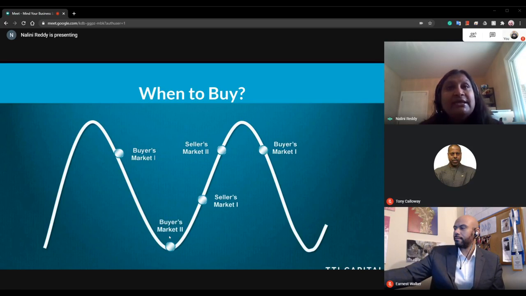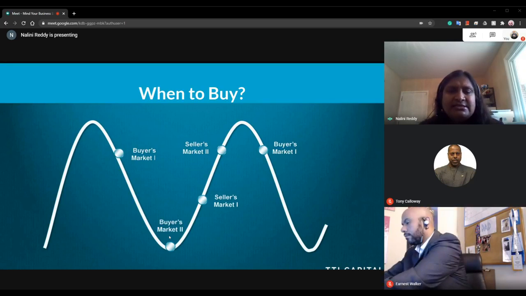So there are a lot of indicators out there that tell us that a certain market is right now experiencing a buyer's market two. And at any given time within the United States, or for that matter within the world, there are metropolises always experiencing a buyer's market two. So all you need to know is what indicators to look at.